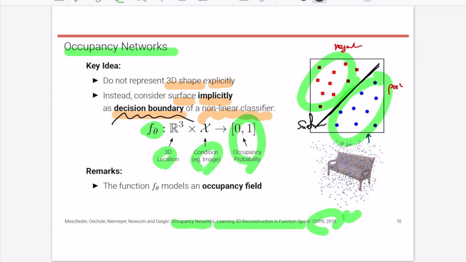So in other words, after training, the function f theta models the occupancy field. Ideally, after training, f theta is going to be the 3D representation itself, because with this we can represent or reconstruct infinitely many points, with a condition, for example, like images.